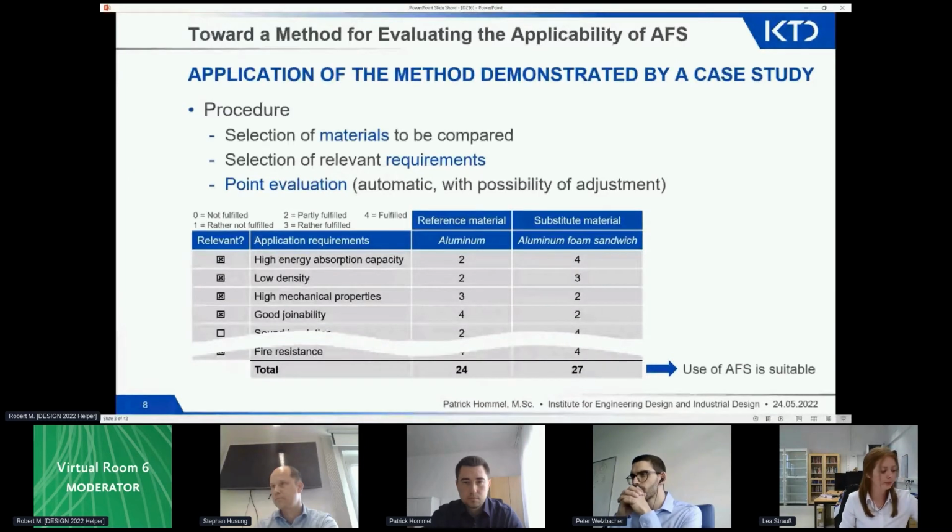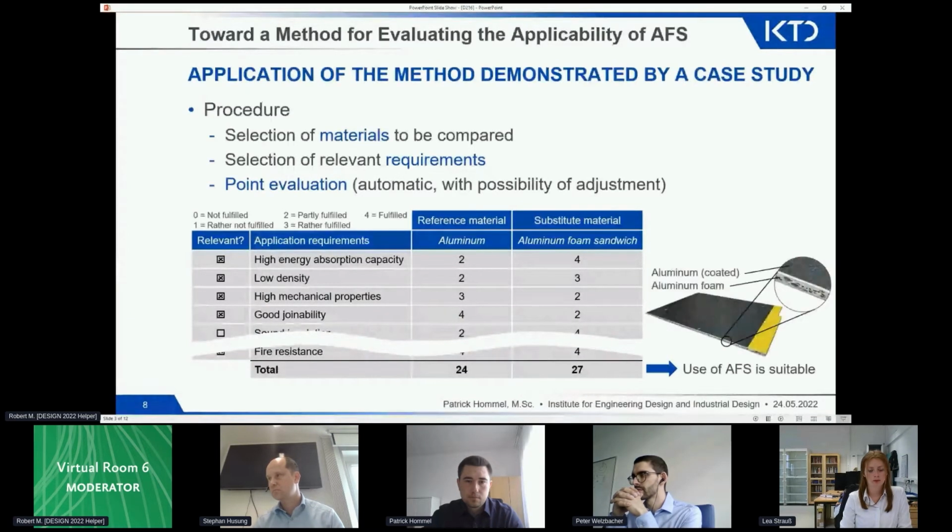The advantage of this application is its simple and intuitive use. In addition, no expert knowledge of the material is necessary for the user. The designer only needs to define requirements and materials in order to quickly obtain a result and gets a first impression about the appropriate use of materials. A possible prototype of the step made of AFS is shown in this picture on the right.